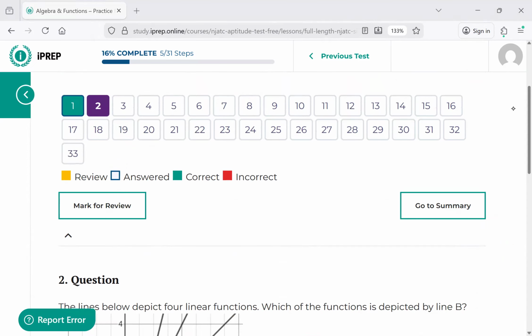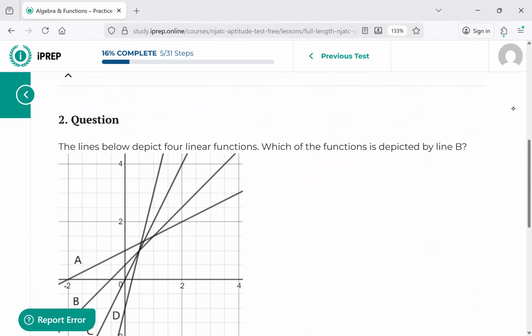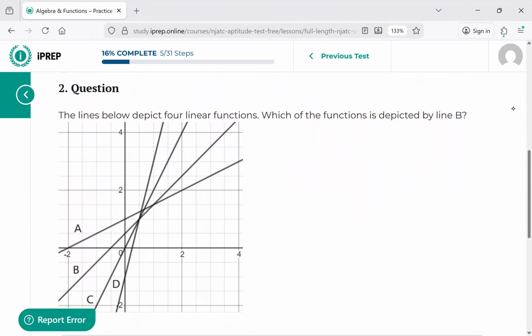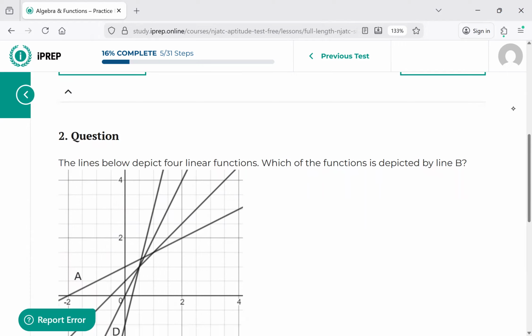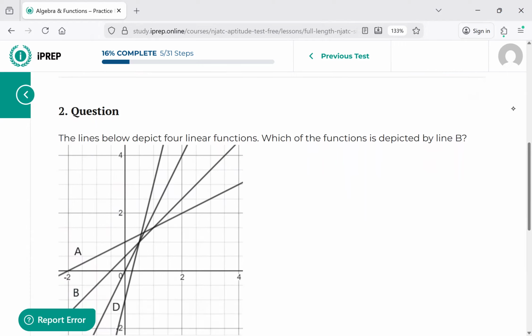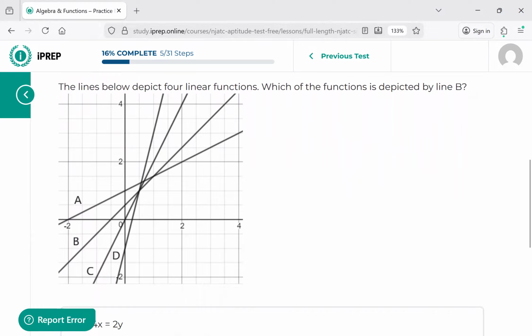Okay. Question 2. Here we have several linear lines. We have line A, line B, line C, line D. They're all linear, but they specifically ask which function is depicted by line B. So this here is line B. I don't know if you can see this, but you can see the red line right here. This is line B. And what we've got to do is find the equation of line B.